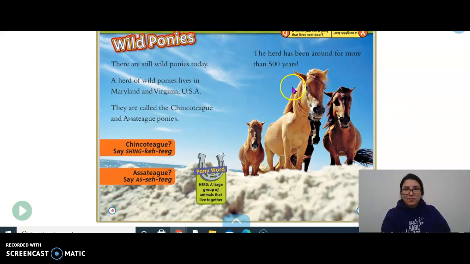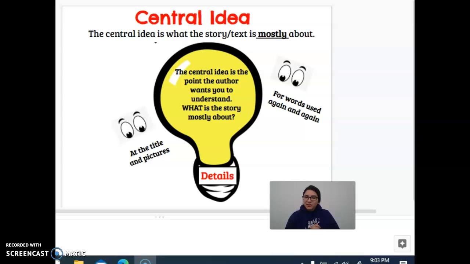Let's take a moment and think. Let's go back to our little poster and see if we noticed any of those things that we need to be looking out for whenever we're thinking of central idea. Okay, so we just looked at the National Geographic informational text called Ponies. Give me a thumbs up if you noticed the title. The title was Ponies, right? So we did look at the title and we looked at some pictures. Did we notice a lot of pictures that had ponies? Yes, almost on every single page there is a pony, right? So the title is Ponies. We saw a bunch of pictures that had ponies.